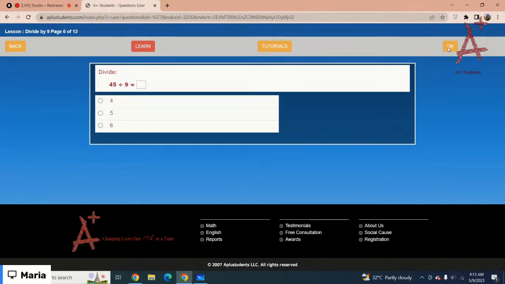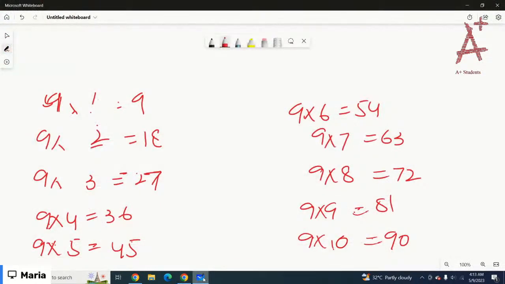Okay, you have to count 9 until 45. So 9 times what number makes 45? Which is the correct option? It would be 9 times 5 makes 45. So the correct option is 5.